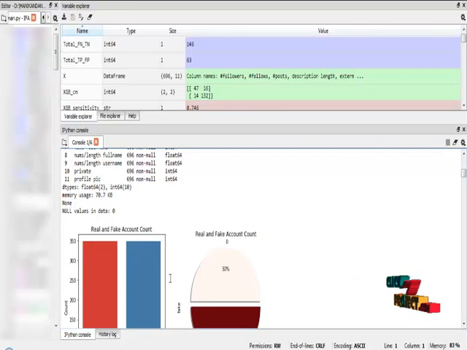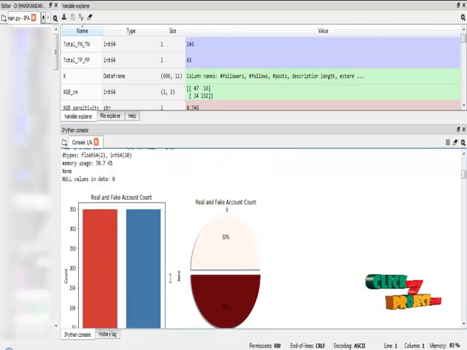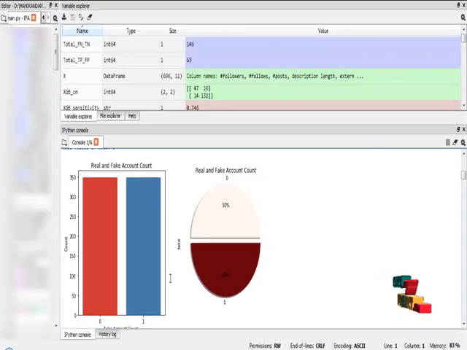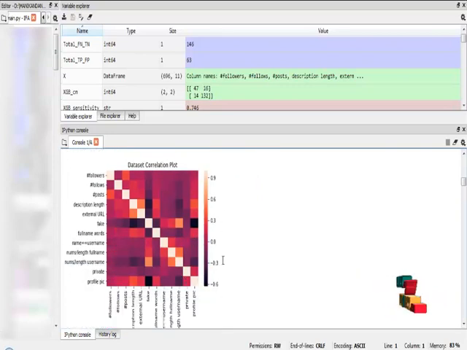After that, I will do some visualization like count plot and also correlation diagram. In the count plot, I have to choose the number of real accounts and number of fake accounts, in the count plot and also a pie chart. And this is the overall correlation graph of overall columns in our dataset.